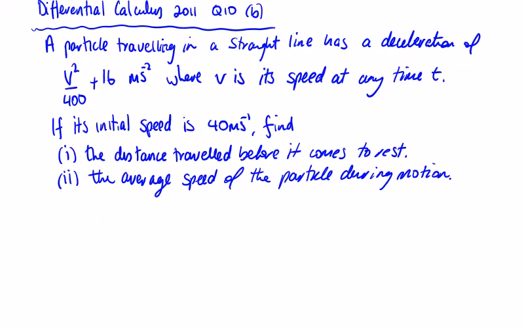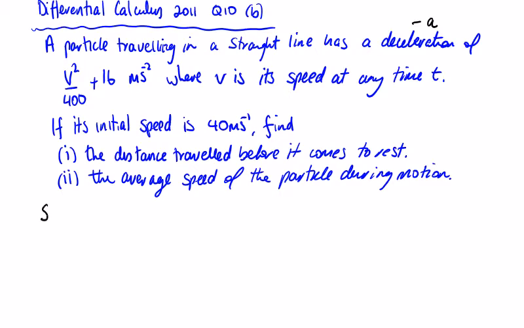Differential Calculus 2011, question 10b. A particle traveling in a straight line has deceleration minus a of v squared over 400 plus 16 ms to the minus 2, where v is its speed at any time t. If its initial speed is 40 meters per second, find the distance traveled when it comes to rest and the average speed of the particle during motion.